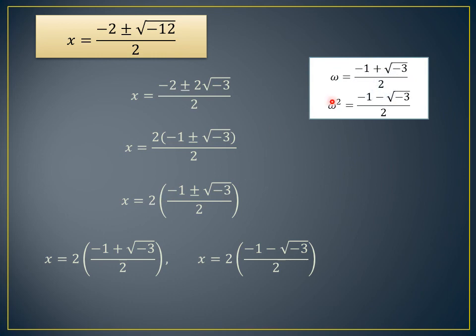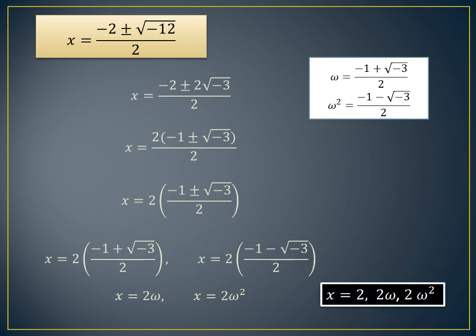We will apply the values of omega and omega square. We have written 2 into once the bracket with plus sign and the other time with minus sign. 2 will remain the same. Minus 1 plus under root minus 3 by 2 is equal to omega. So we will replace this bracket with omega and the second bracket with omega square. So we are having three values of cube root of 8, which are 2, 2 omega and 2 omega square. These are the values of x, and x was initially supposed to be the cube root of 8.